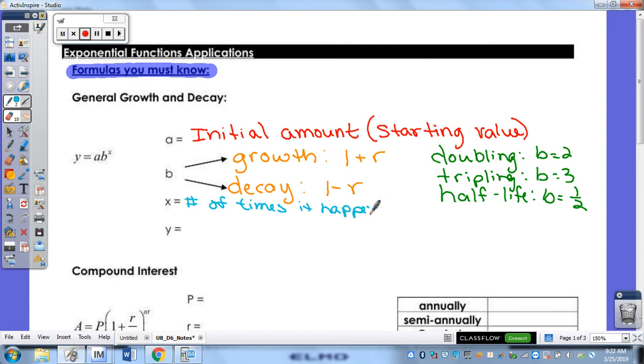So X is your number of times that it happens. So if it's like population is doubling every year, X would be your number of years. That's how many times it doubles. Or if they talk about it in terms of months, you would put the number of months that they're dealing with. So it depends on the context. So that's why we say X is the number of times it happens.